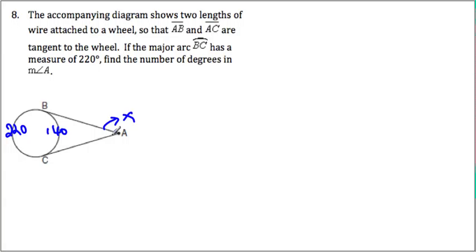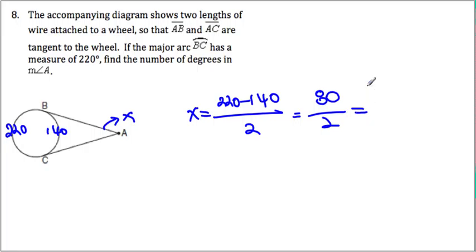Basically 360 minus 220. Then the value for x becomes x equals outer, which is 220, minus inner, which is 140, divide the whole thing by 2. Then here we end up having 80 over 2. Therefore x becomes 40. A 40-degree angle will be our answer.